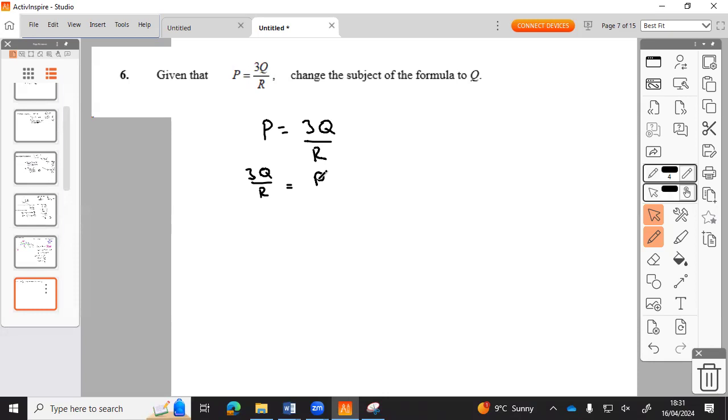Now, I can't move the 3 because that's been divided by that R. So I can't move that before I move the R, so I have to move that R first. Does that make sense? So I'm going to need to leave myself 3Q, P, and it's going to be PR, because the R is dividing the left hand side, it's going to become a multiply on the right hand side.